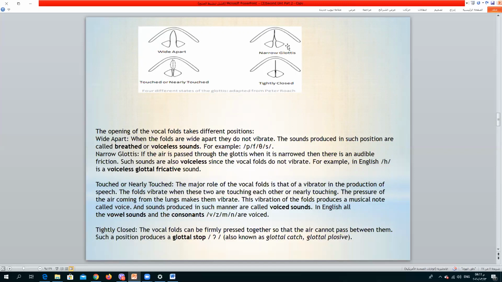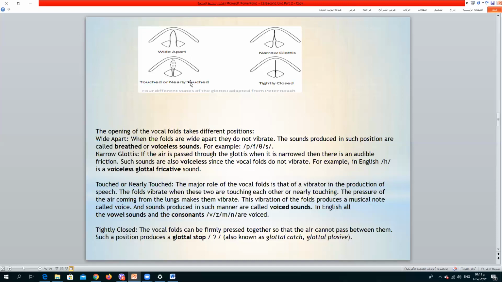The second phase is the narrowed glottis. If the air goes here, when it is narrowed, then there is an audible friction. Such sounds are also voiceless, since the vocal folds don't vibrate. For example, the English sound h is a voiceless glottal fricative sound. The third situation is when the vocal folds are touched or nearly touched.